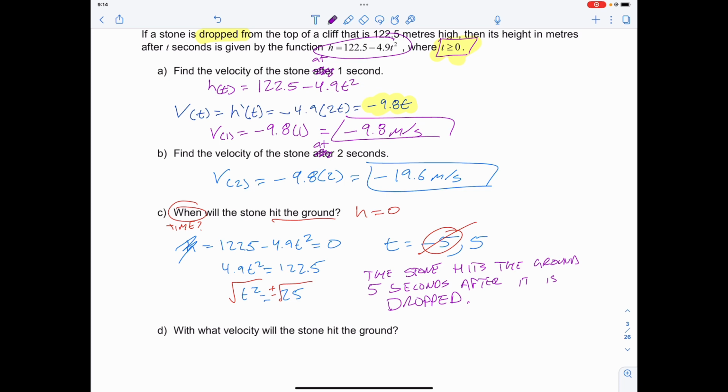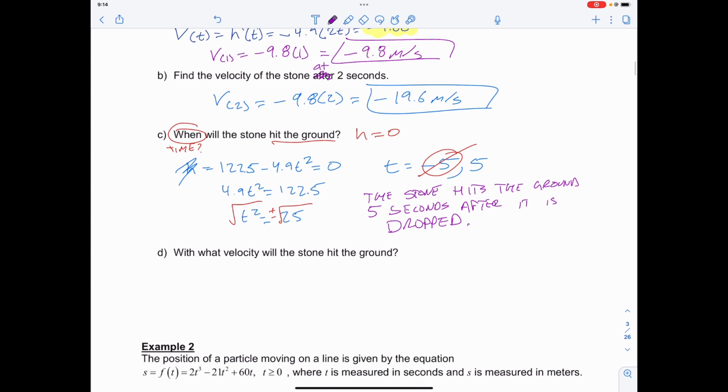When I translate that to part D, where it says, with what velocity will the stone hit the ground? Well, we solved the time for when the stone hits the ground. So I'm just going to be solving the velocity using the same formula I did for part A and B, but with my new time, which is 5 seconds. The velocity at 5 is going to equal negative 9.8 times 5, which gives me negative 49 meters per second.